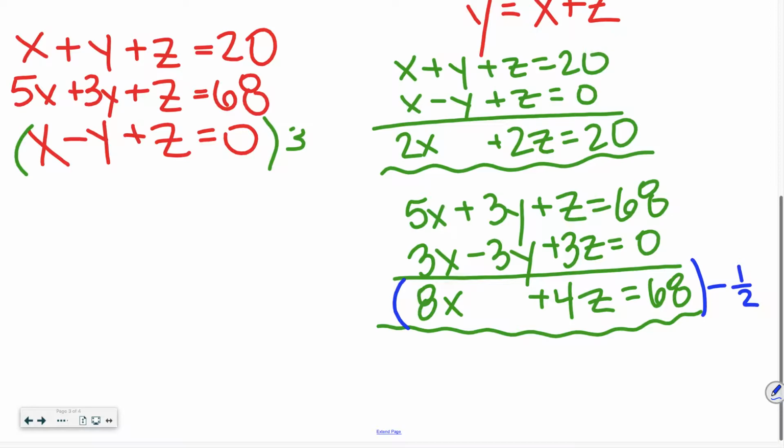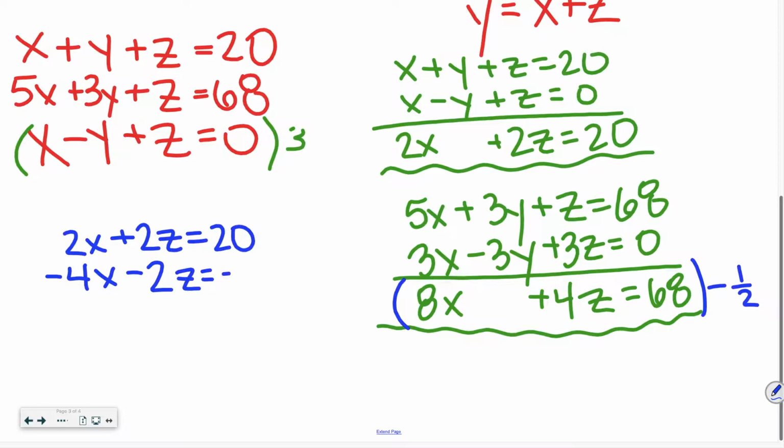Right? So I could take that first one, 2x plus 2z equals 20. I multiplied that second one by -1/2. So we have -4x minus 2z equals -34. Now I have smaller numbers to work with, which makes me happy. Okay. So our z's cancel out. We have -2x equals -14.